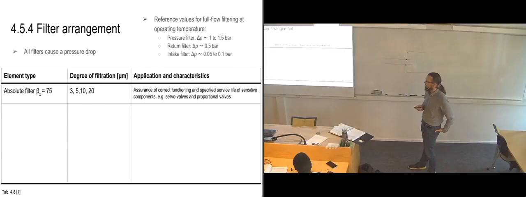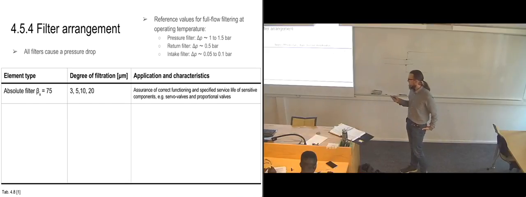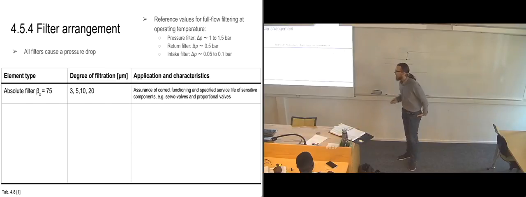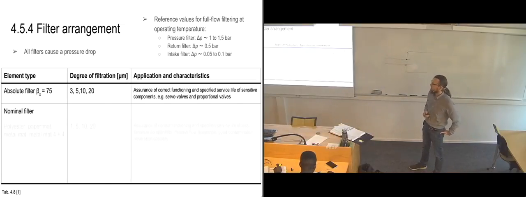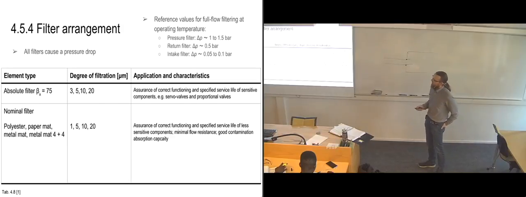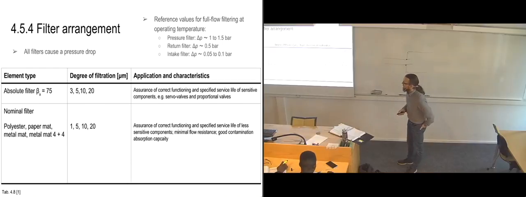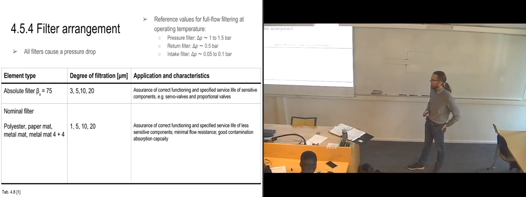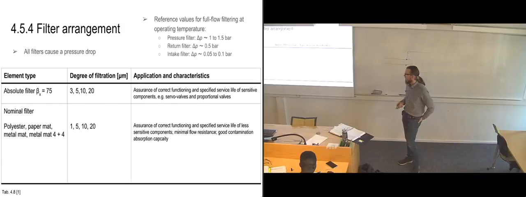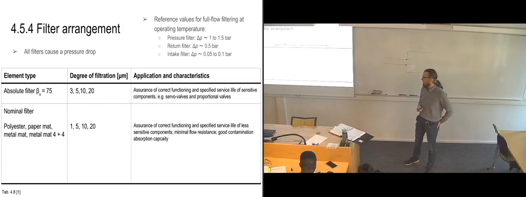That's what this beta value is for. And these are used to assure correct functioning and specified service life for sensitive components, so servo valves and proportional valves. Then we have different nominal filters, so polyester, paper mats, metal and metal mats. They go all the way down to 1 micrometer, so you can have quite good filtration on these. And they have very good contamination absorption capacity, so they can absorb a lot of contaminants before you have to replace them. And they have minimal flow resistance, so they are very good at that. And again, the assurance of correct functioning and specified service life.